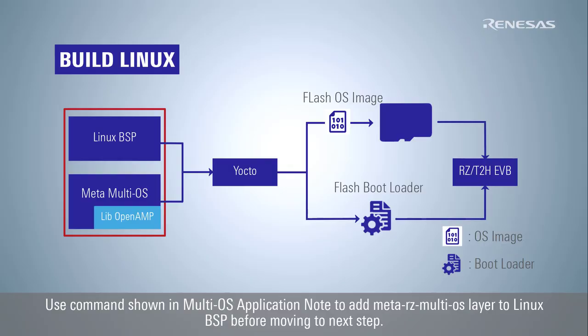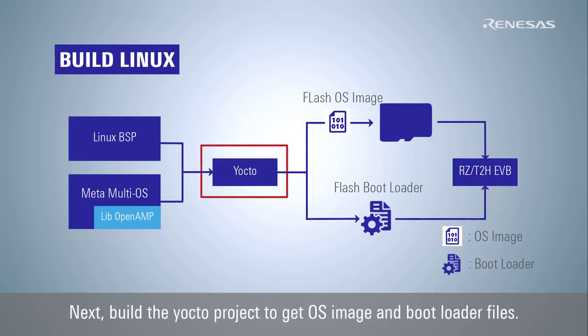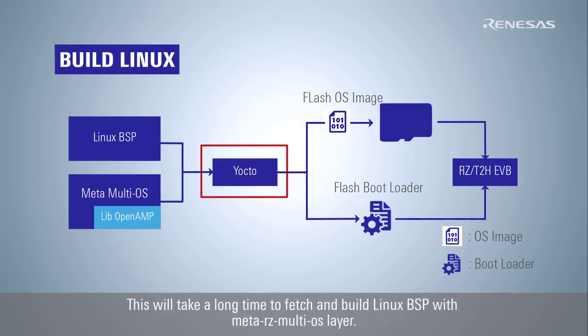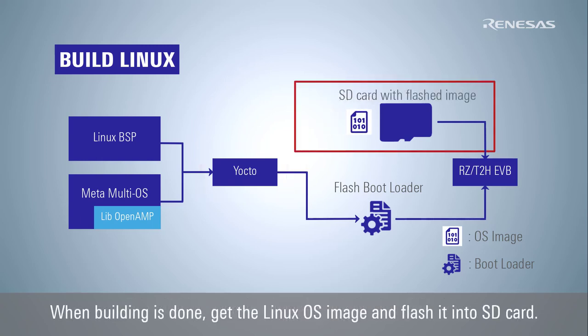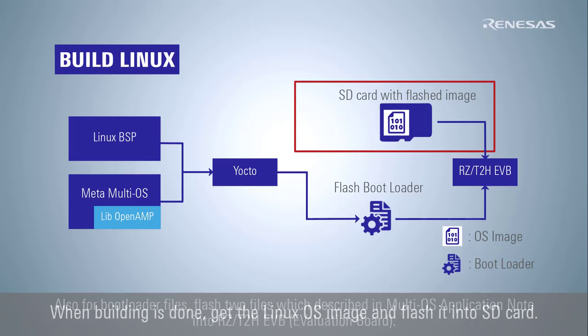Use the command shown in the multi-OS application note to add the MetaRZ multi-OS layer to the Linux BSP before moving to the next step. Next, build the Yocto project to get the OS image and bootloader files. This will take a long time to fetch and build the Linux BSP with the MetaRZ multi-OS layer. When building is done, get the Linux OS image and flash it onto the SD card.